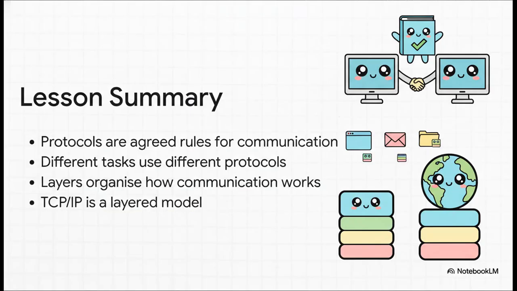All right, let's summarize the key points. First, protocols are the agreed rules for communication. Second, different tasks use different protocols. Third, layers are used to organize the whole process of communication. And finally, TCP/IP is the key layered model used by the internet.